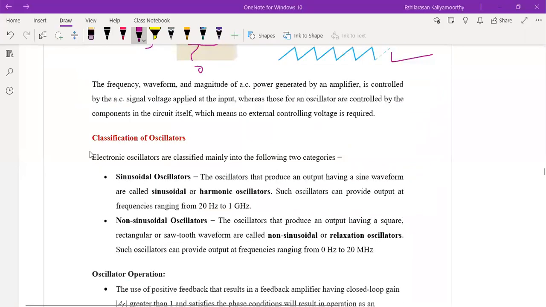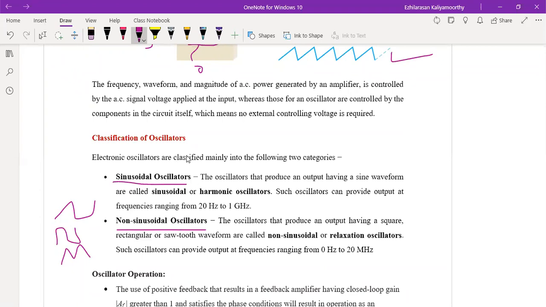The different classifications of oscillators: electronic oscillators are normally classified into two categories, a sinusoidal oscillator and a non-sinusoidal oscillator. The oscillator which generates a sinusoidal waveform is called a sinusoidal oscillator. The oscillator which generates non-sinusoidal waveforms, I can say square, triangle, or sawtooth, is called a non-sinusoidal oscillator.